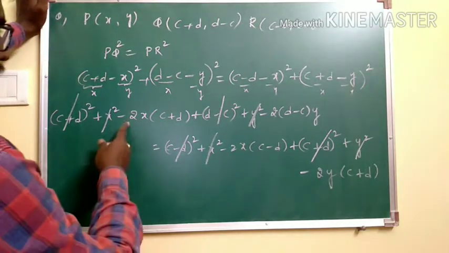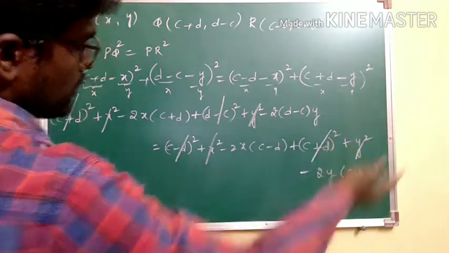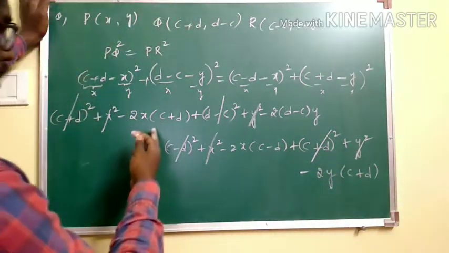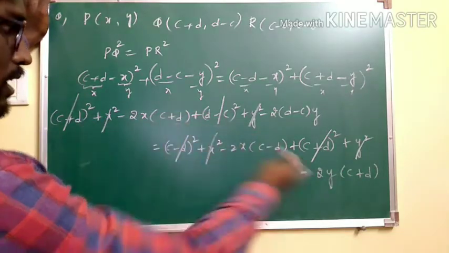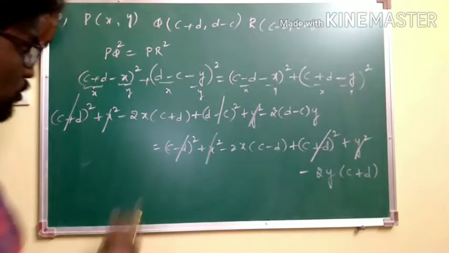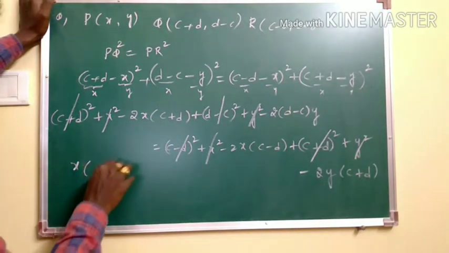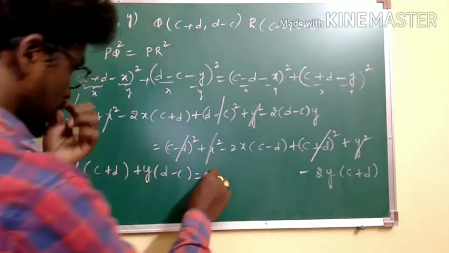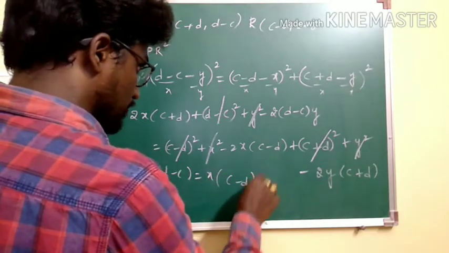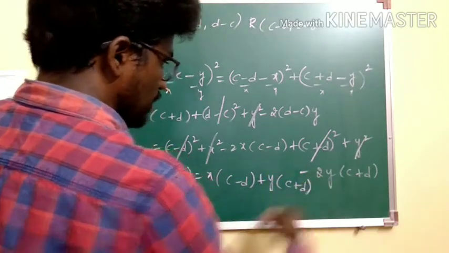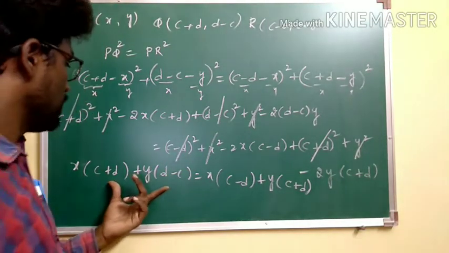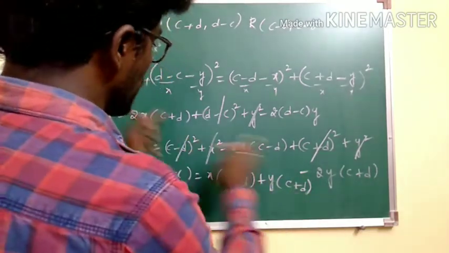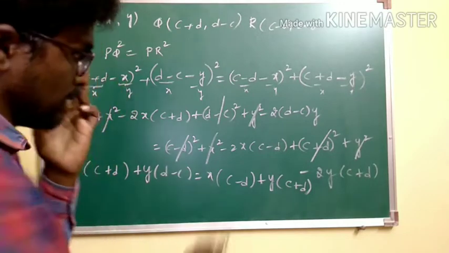And then we have minus 2x into (c plus d), minus 2 into (d minus c) into y. Here also minus 2 into x into (c minus d). Here minus 2y into (c plus d). On both sides, if you take minus 2 common factor, minus 2 on the right hand side also gets eliminated. So left hand side we have x into (c plus d) plus y into (d minus c) is equal to, this side you have x into (c minus d) plus y into (c plus d). Both the sides I have taken minus 2 common factors so that I could eliminate them. There are no minus signs there.